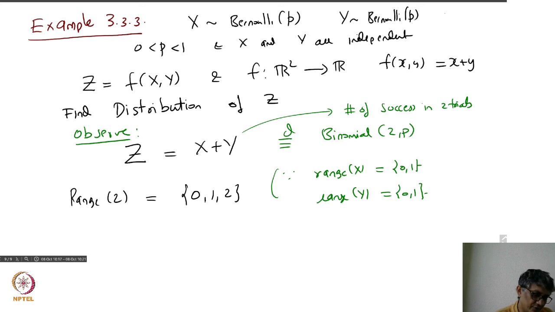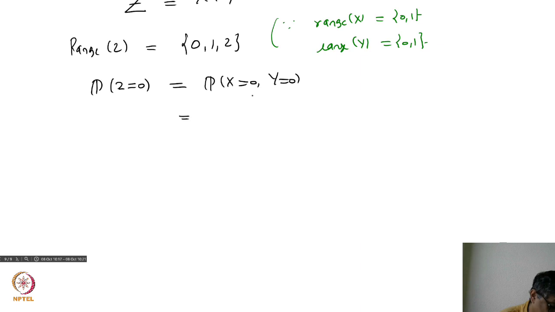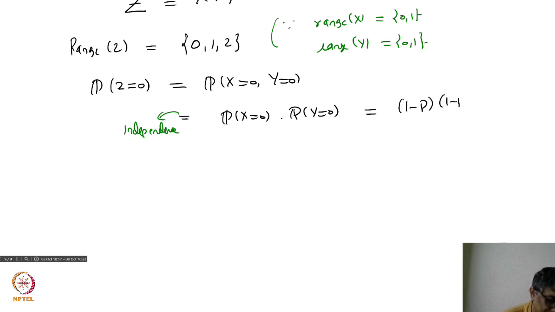Then, if you want to compute the probability of Z equal to 0, when will this happen? This will happen when X and Y are 0. That's the same as saying the chance that X is equal to 0 and Y is equal to 0. And this will be the same, using independence, as the chance that X is equal to 0 times the chance that Y is equal to 0. And that's the same as (1 minus p) times (1 minus p), which is (1 minus p) squared.